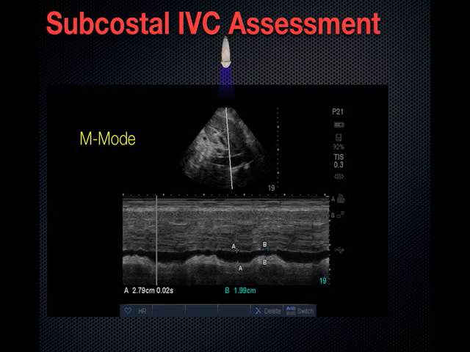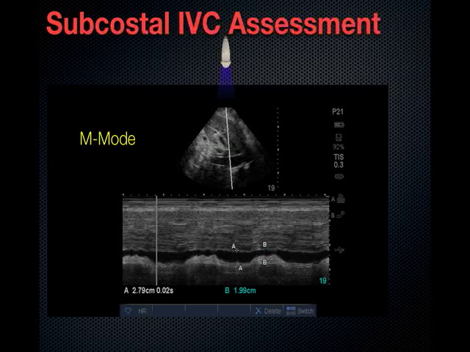You can also place an M mode line, which is motion mode. There's a button on the machine that says M mode. And you can place the line essentially about 2 centimeters back from where the diaphragm is located. And you can watch everything that happens along that vector over time.